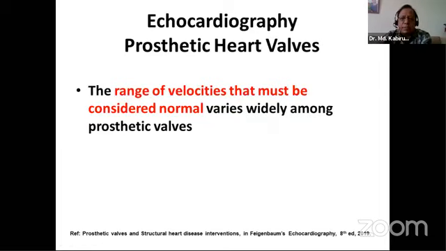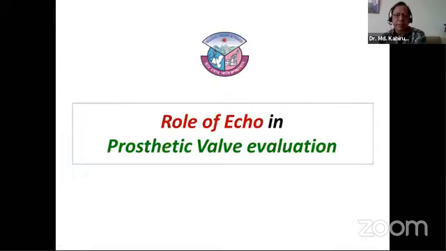So the range of velocities that must be considered normal varies widely among the prosthetic valves. I will show in the slides and tables how the range of velocity differs and how the pressure gradient differs.